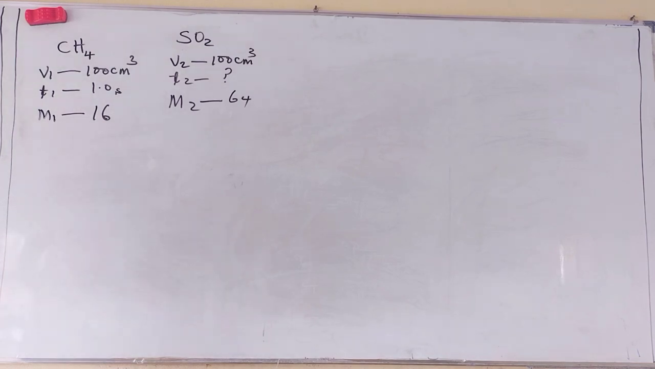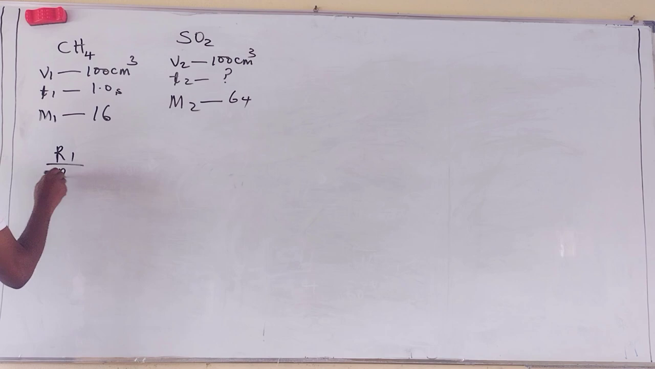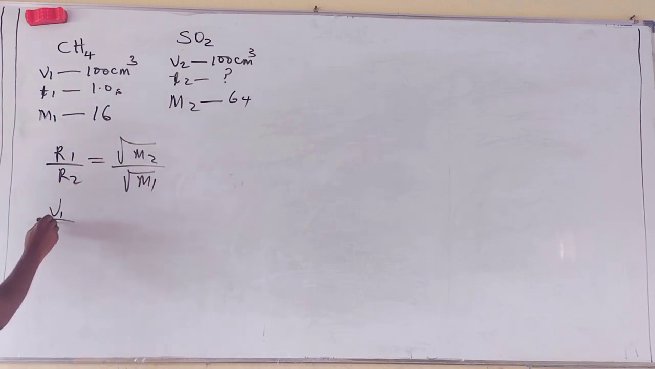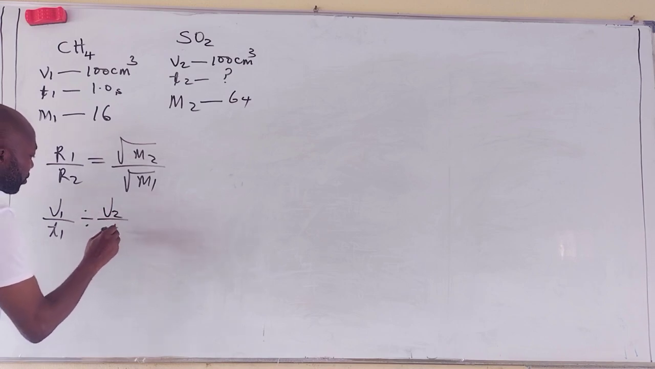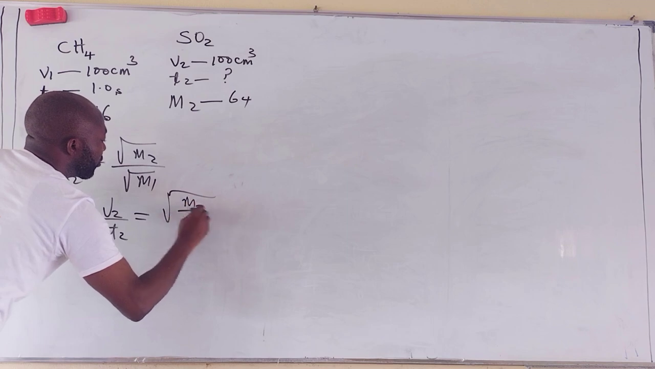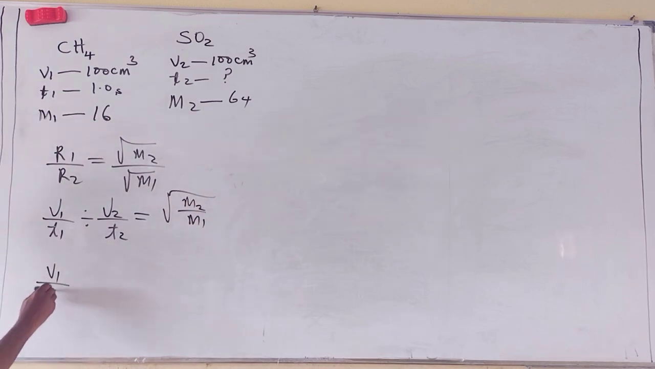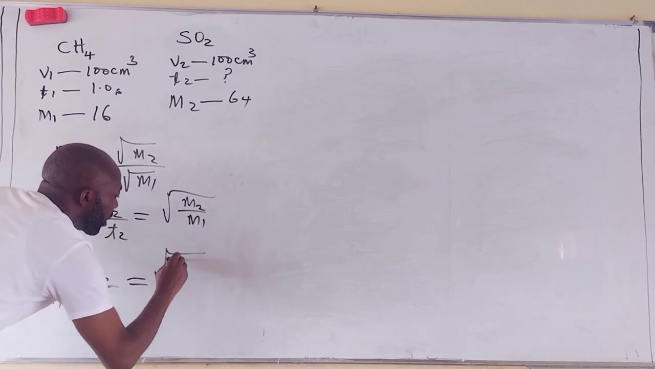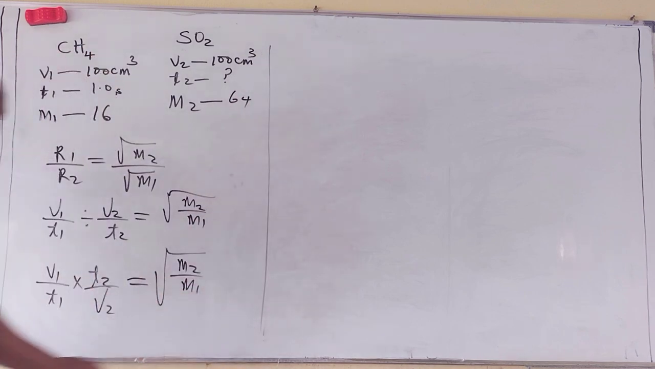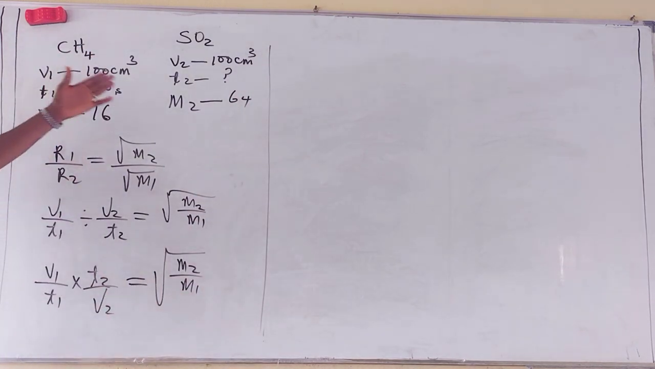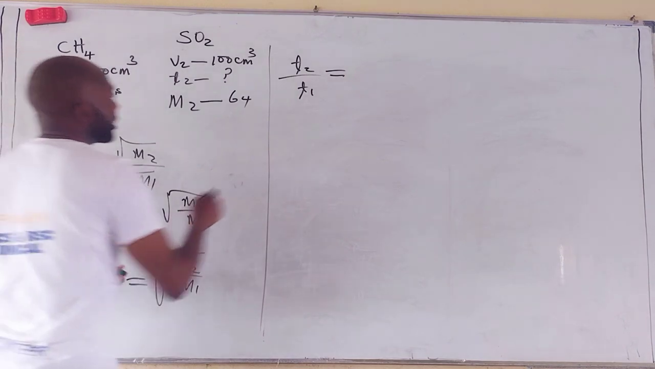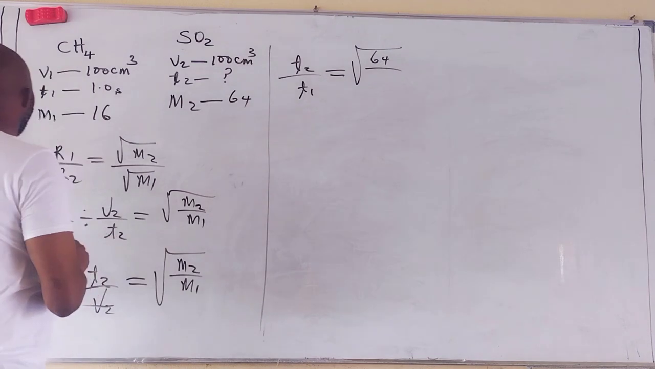Following our formula, rate of diffusion, R1 over R2 is equal to the root of M2 over the root of M1. R1, which is the same thing as V1 over T1, divided by V2 over T2, is equal to the root of M2 over M1. So V1 over T1 times T2 over V2 is equal to the root of M2 over M1. Volume being equal, 100, I can strike them out. So I have T2 over T1 is equal to the root of M2, here 64, over M1, 16.